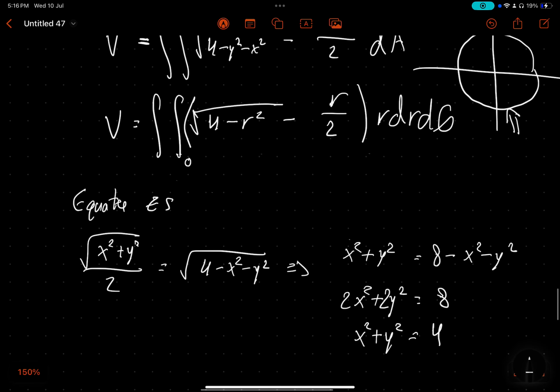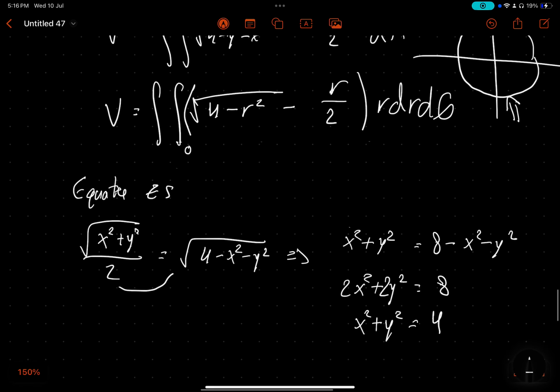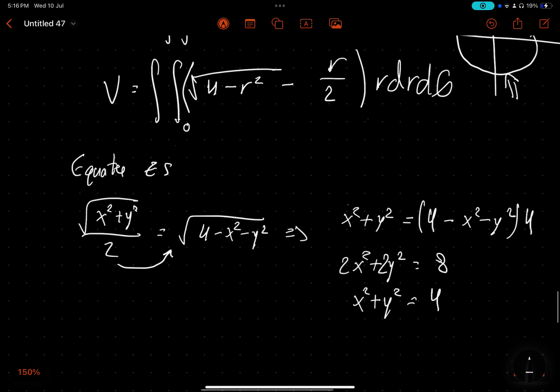I think, yeah. So basically we move 2 here, and 2 squared is 4. Now 4 is going to be multiplying the whole thing, so 4 like this. Okay.